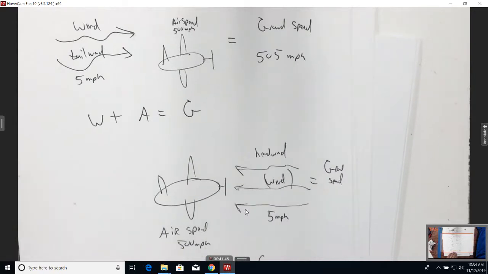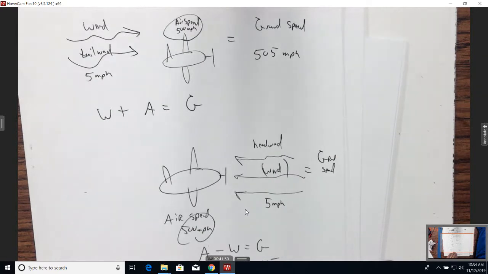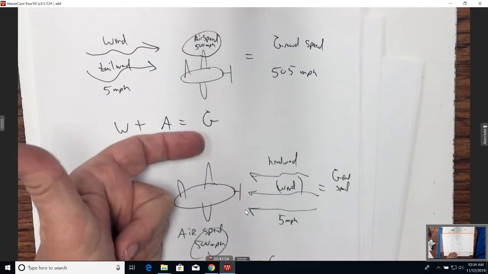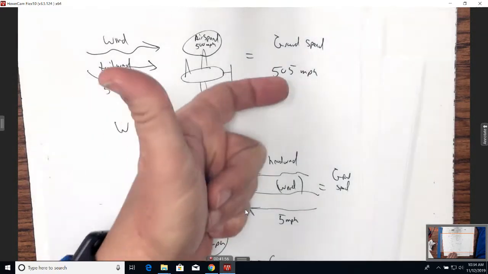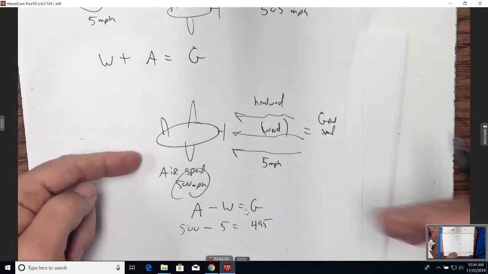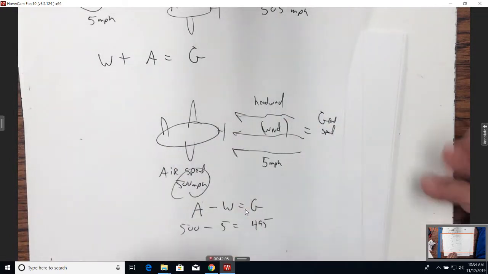So both airplanes were supposed to be going 500 miles per hour if there was no wind. So that's what airspeed is. If there's no wind, it's going 500 miles per hour. But if the wind is pushing you, it's going to assist you to go faster than 500 miles per hour if the wind speed is 5. But if the wind speed is 5 miles per hour and it's in your face, it's going to make you go slower by 5 miles per hour. You understand? That's what this next problem is talking about.